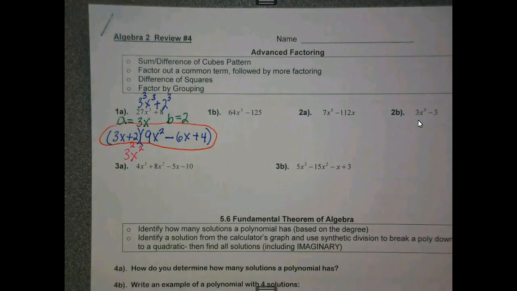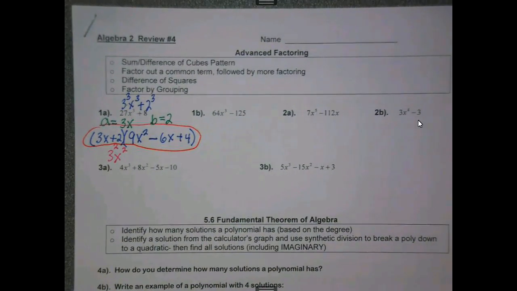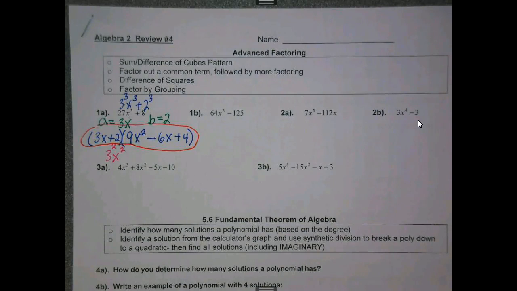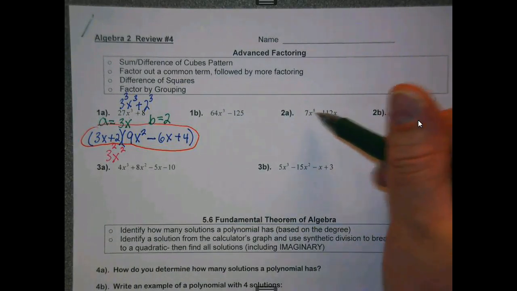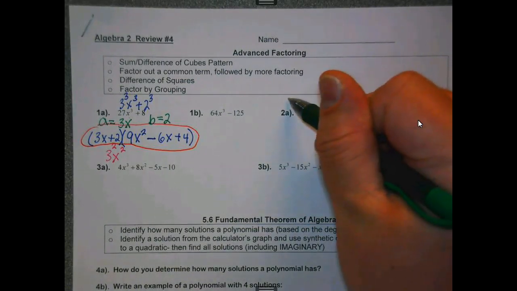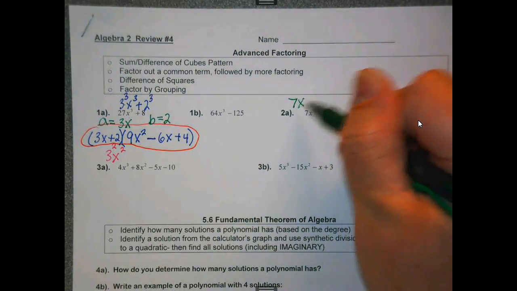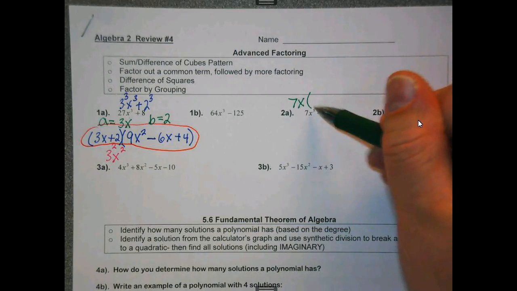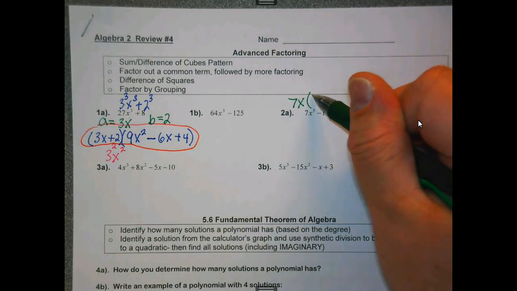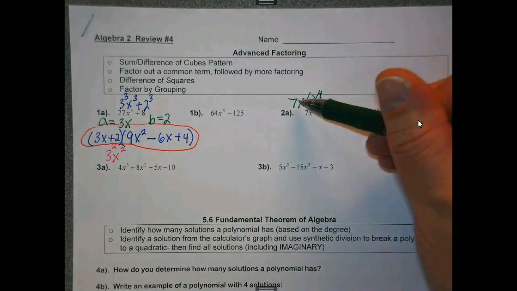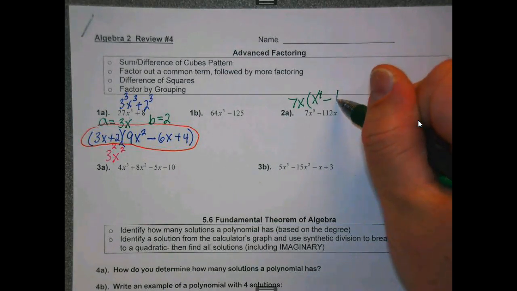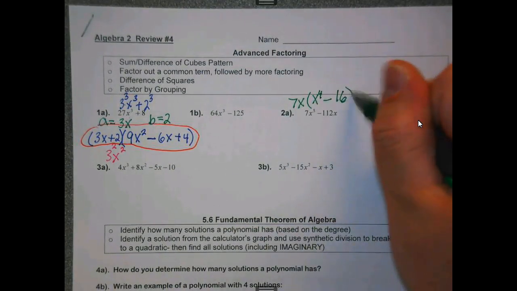Okay, I'm going to do 2 more, maybe 3 more. 2A. On your purple flow charts, it says, well, the first thing I'm going to do is take out any common term. Can I take out any common terms, any common factors of this? Well, I can take out a 7, and I can take out 1x. 7x to the 5th divided by 7x. Well, I have x to the 4th left over. Minus 112 divided by 7 is 16. And I'm taking out the x.